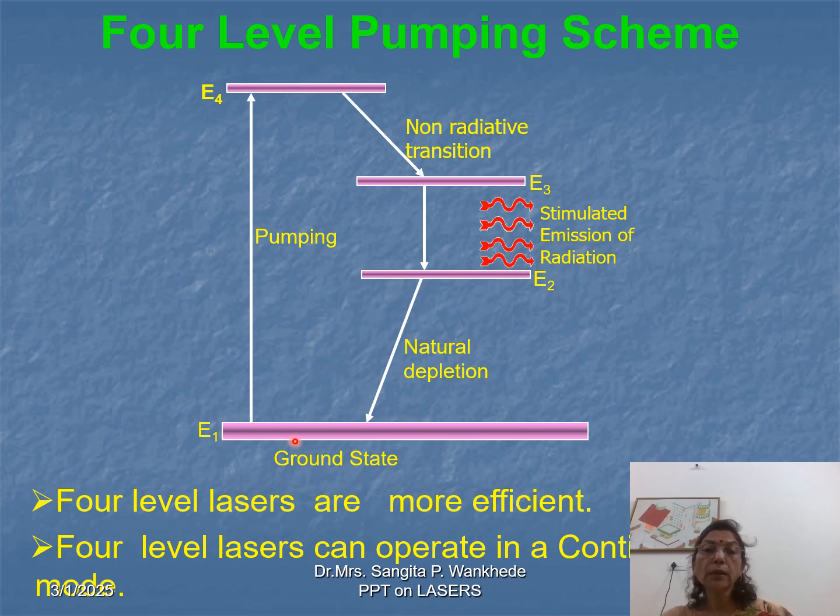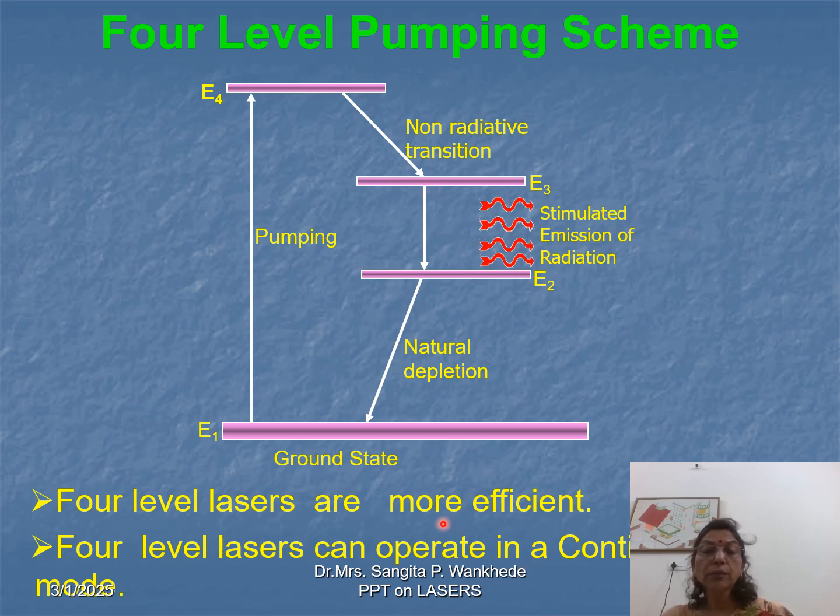Here there are 4 energy levels. Initially atoms are in the ground state E1, then through pumping they are pumped to the E4 level. E4 is the excited state. Through non-radiative transition the atoms will come to the E3 level. Then the E2 level is virtually vacant. So using only less pumping power, population inversion will be achieved. Then one of the spontaneously emitted photons will trigger the stimulated emission and the laser beam will be emitted.